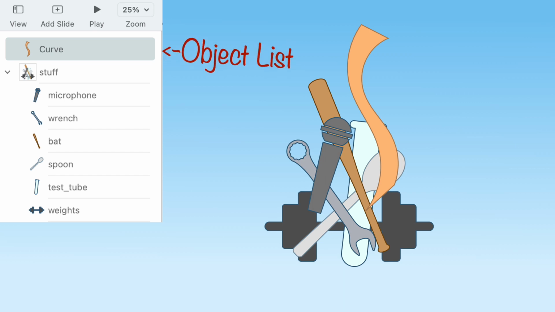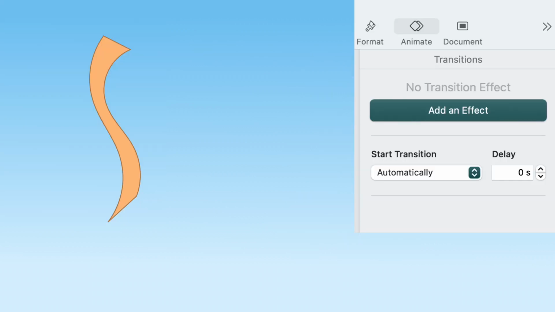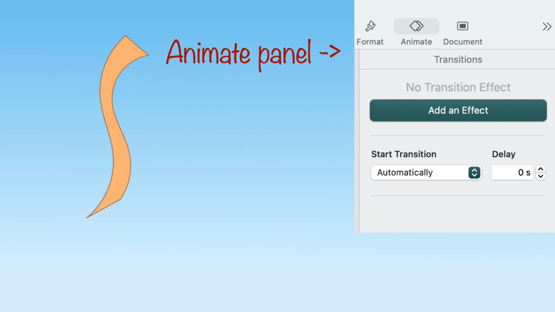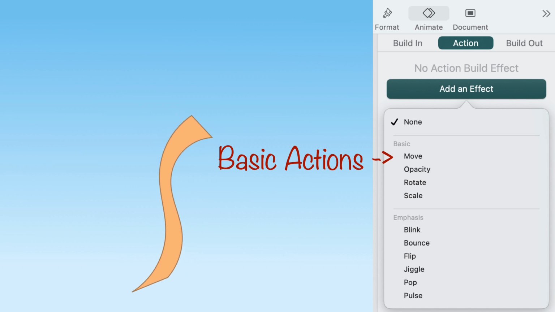Objects appear in the object list in stacking order. That means that in a shot, the first object in the list appears in front of the other objects, so it may overlap or hide them. The tools to animate objects are in the Animation panel. They're grouped in the Build-in, Action, and Build-out panels. This lesson focuses on the basic actions. We'll talk about build-in and build-out in later lessons.